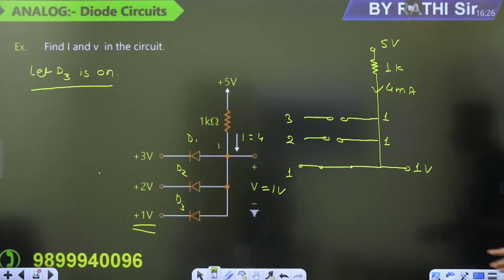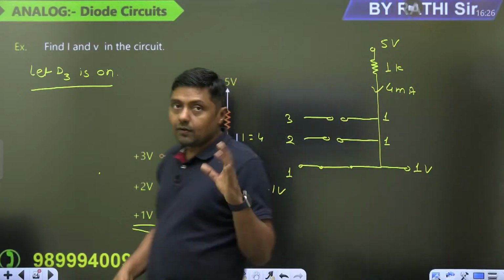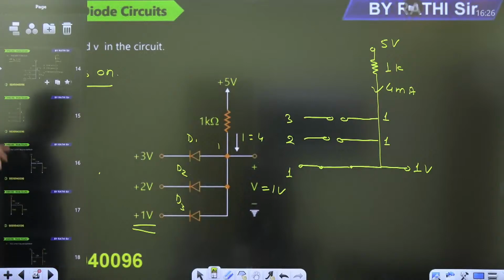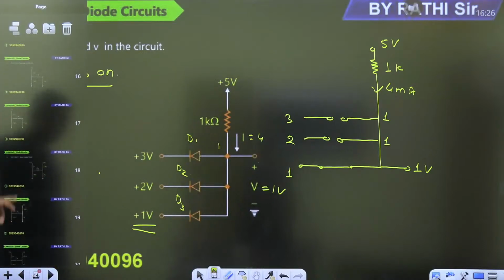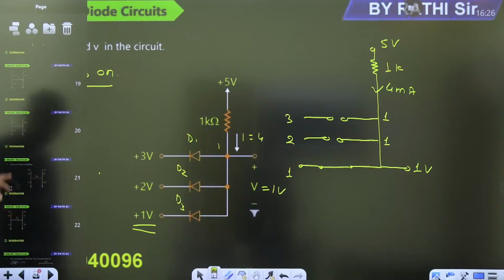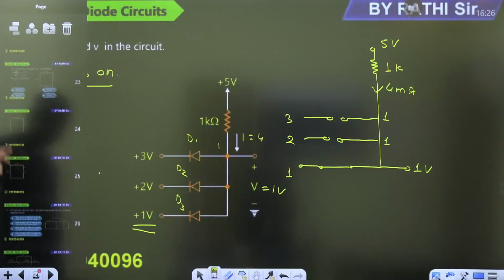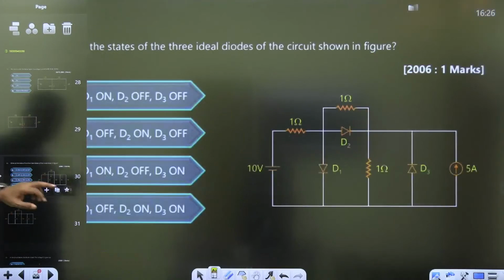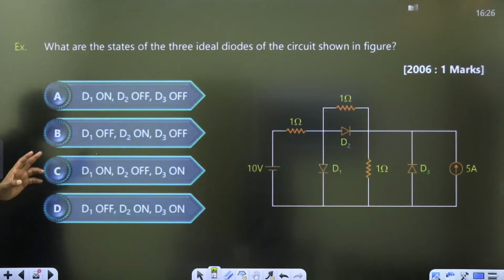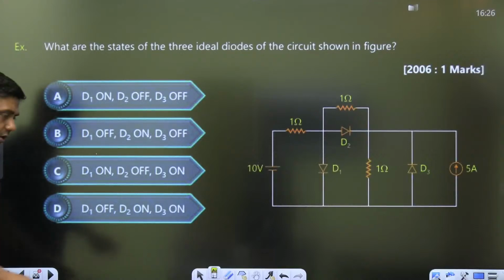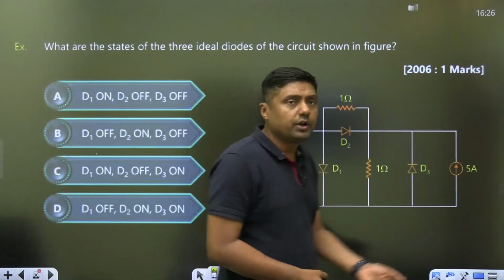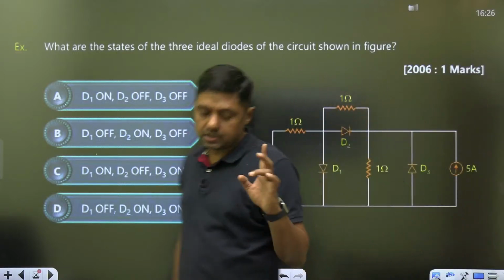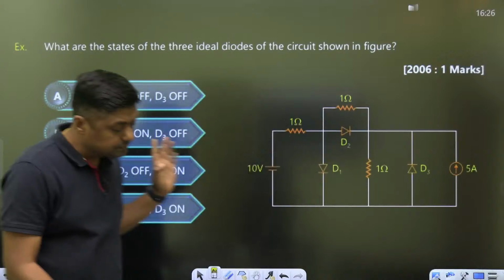So multiple diodes. Now, last year there was one question on multiple diodes, guys, and that's why I am giving you the idea about this. So we will solve that question. First of all, watch this. In 2006 there was one question, and again in 2024 there was one question in electrical branch. So first of all, try to solve this question.